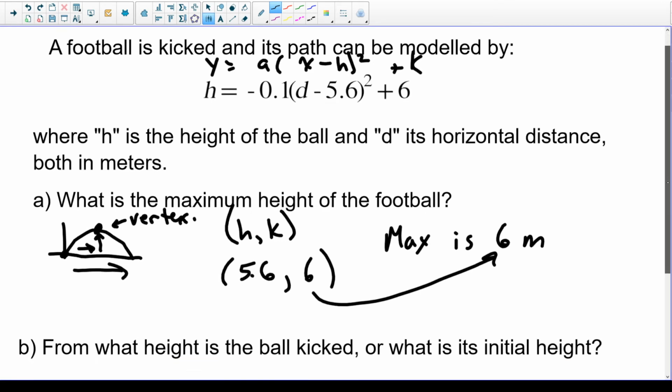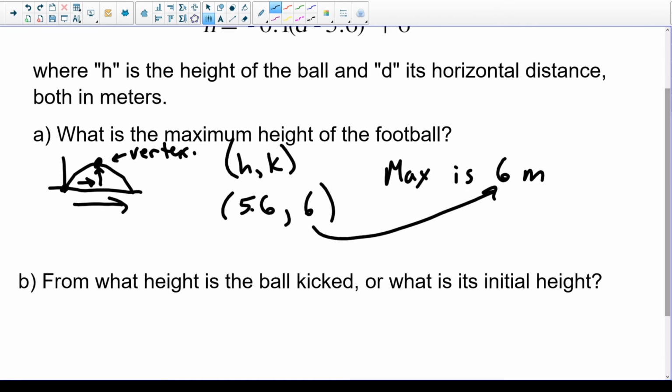Now here is a question that I said a few minutes ago that I was putting off for a little bit. It says, from what height is the ball kicked, or what is its initial height? This is the y-intercept. This is the way that questions will ask you to calculate the y-intercept, because the ball was kicked from what time value? So the time value when it was kicked is always 0. If you think of a stopwatch starting at the beginning of an experiment, it's always starting at 0, right? So that is going to be the initial height. Now I don't know how high that is. That's what we're going to calculate. How do we calculate it though?